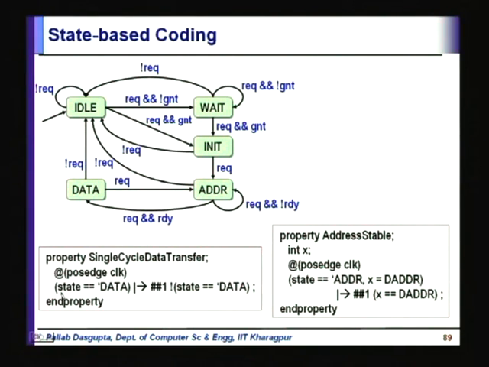And then you can also write it like this: single cycle data transfer. You write state equal to data, then next cycle state is not equal to data. It's simple. Most of the complexity of the protocol is not there in the assertion anymore.